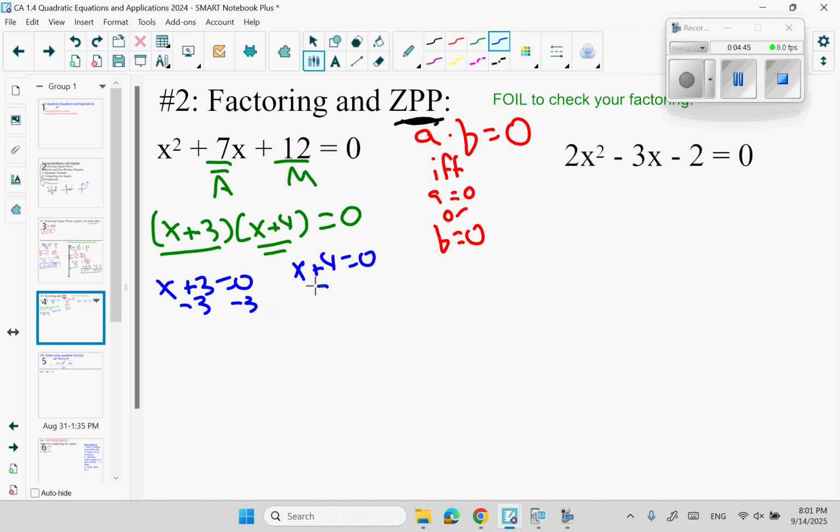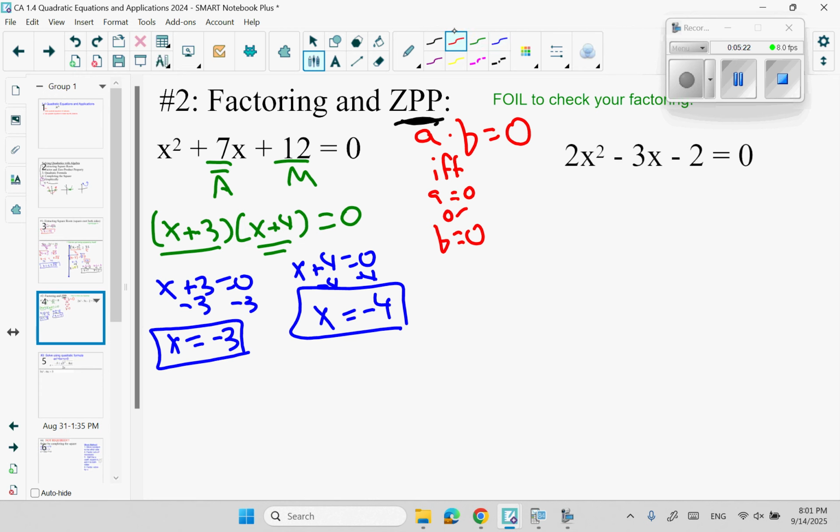Minus 3, minus 4, we get x equals negative 3 and x equals negative 4. So if I plugged in negative 4, for example, I'd get negative 4 plus 3, which is not going to be 0. But here I get negative 4 plus 4, which is 0. And therefore, this thing that's not 0 times this thing that is 0 would give me 0 as well. If I plug in negative 3, plus 3 would give me 0. Negative 3 plus 4 would give me not 0. But 0 times not 0 is still 0. Over here, you get a little trickier one. So I would factor by grouping because a is not 1.